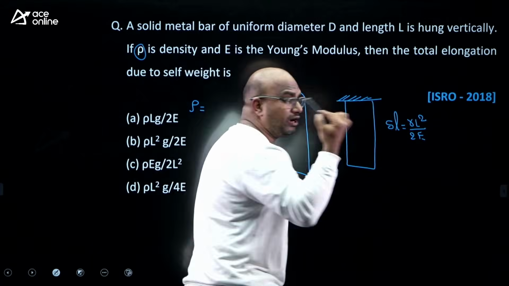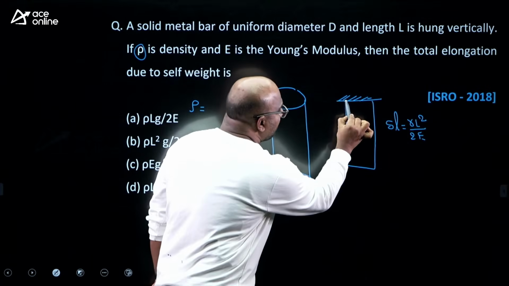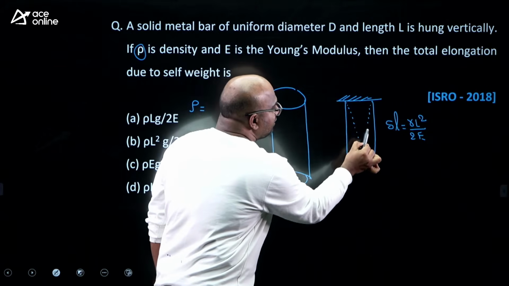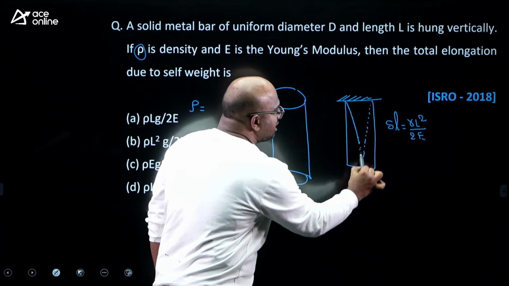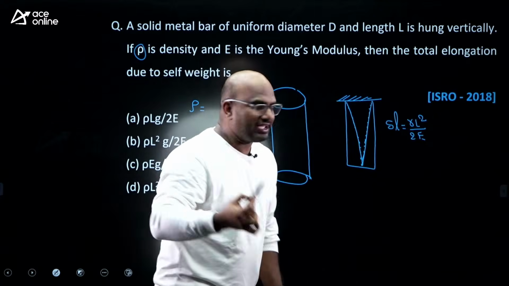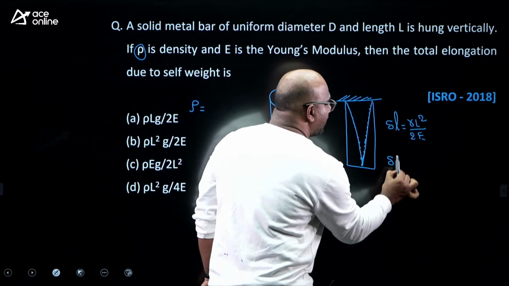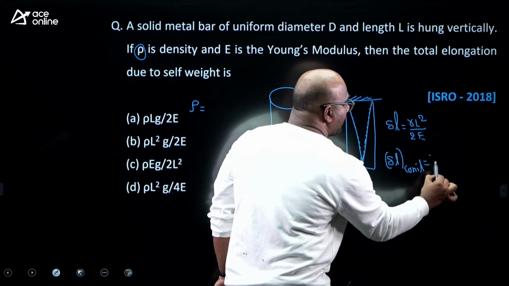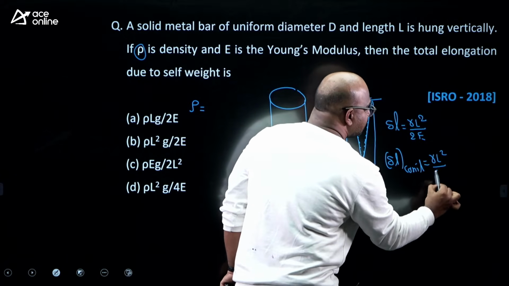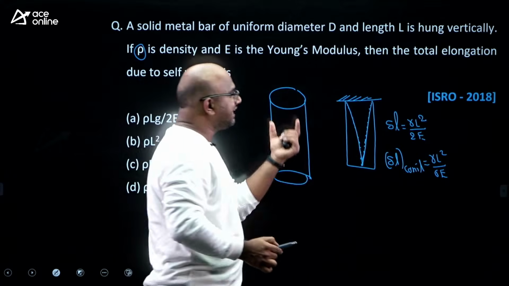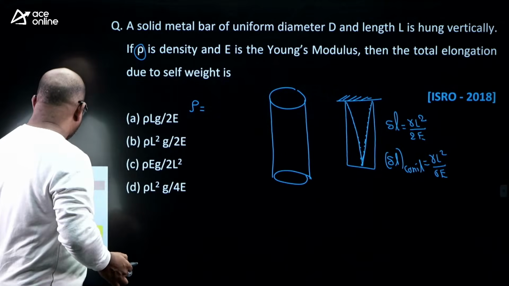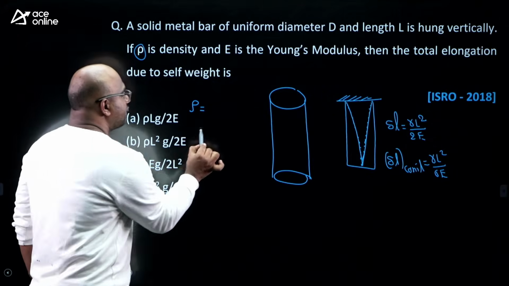But what about a conical bar? For a conical bar, what happened? The weight of the conical bar is 1/3 of the weight of the cylinder. Yes or no? That's why delta L for the conical bar equals gamma L square by 6E, guys. But it is a cylindrical bar he has given, so gamma L square by 2E. Gamma means weight density.